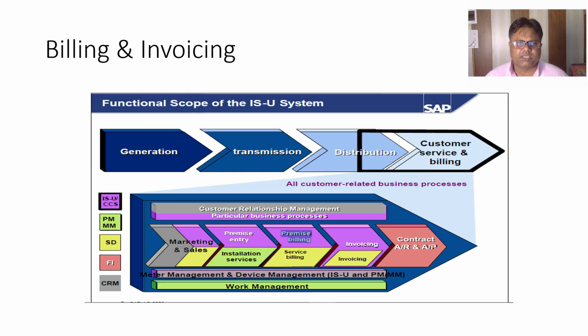Then your ISU CCS system starts, your PM and MM modules start, because in plant maintenance, the connection object is treated as a functional location, and the device location is treated as a functional location, where we create all the services. For example, meter inspection, meter installation, meter removal, meter replacements, all the service related activities we have to create. That will be done in your plant maintenance.